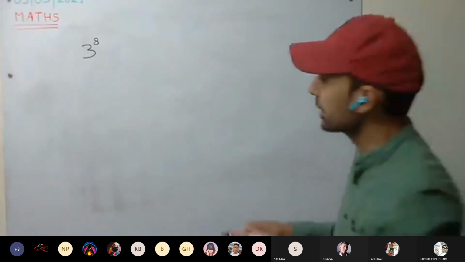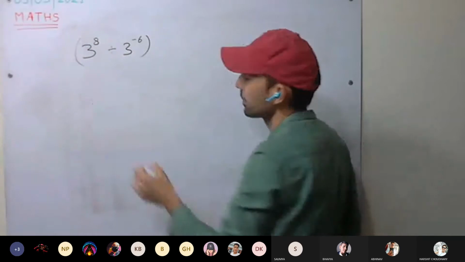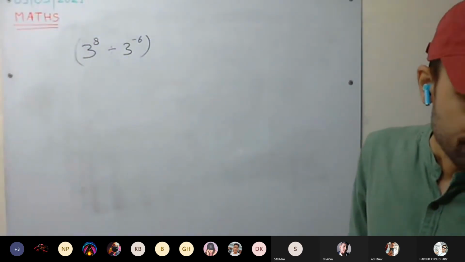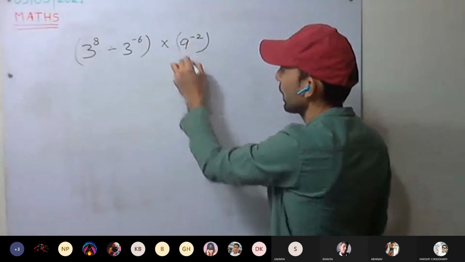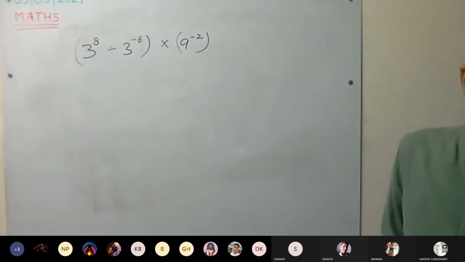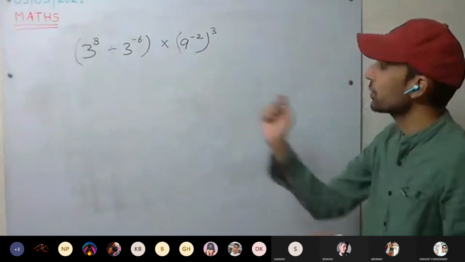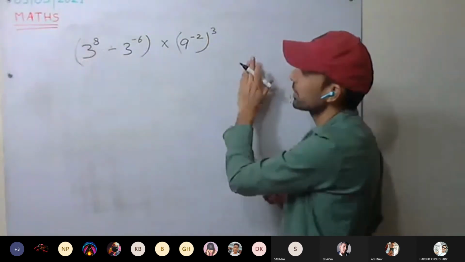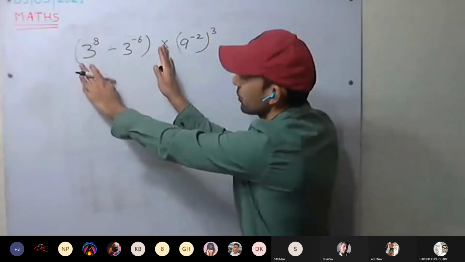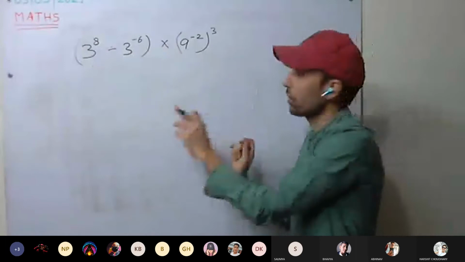Okay, 3 raised to power 8 divided by 3 raised to power minus 6, into 9 raised to power minus 2, whole raised to power 3. It is very easy, this one. So we can solve this side and that side. One side of the multiplication sign we solve, and the other side we solve separately.